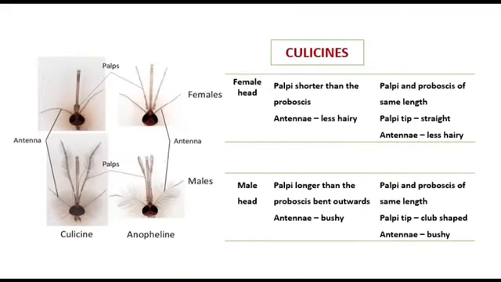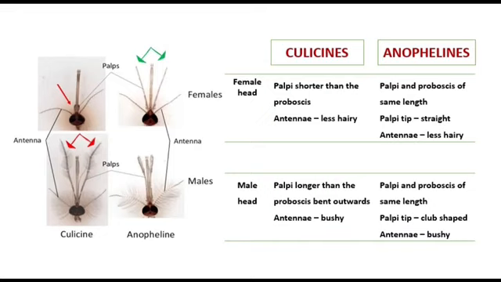In Culicines, the head of the female has palpi shorter than the proboscis and the antennae is less hairy. In Culicines, the male head has palpi longer than the proboscis and bent outwards. The antennae is bushy. In Anophelines, the female head has palpi and proboscis of the same length and the palpi tip is straight. The antennae is less hairy. In Anopheline male head, the palpi and proboscis are of the same length and the palpi tip is club-shaped.